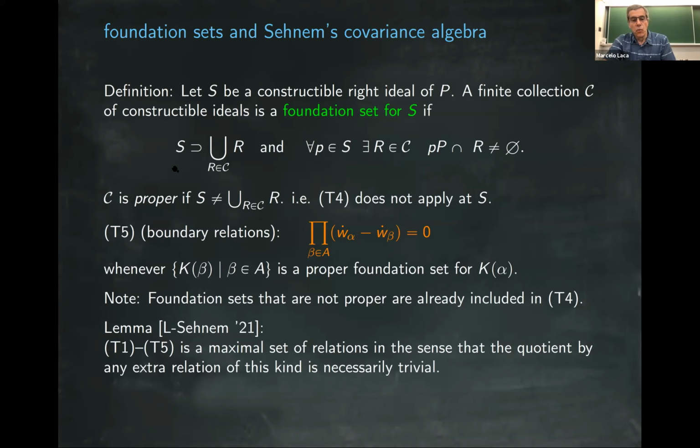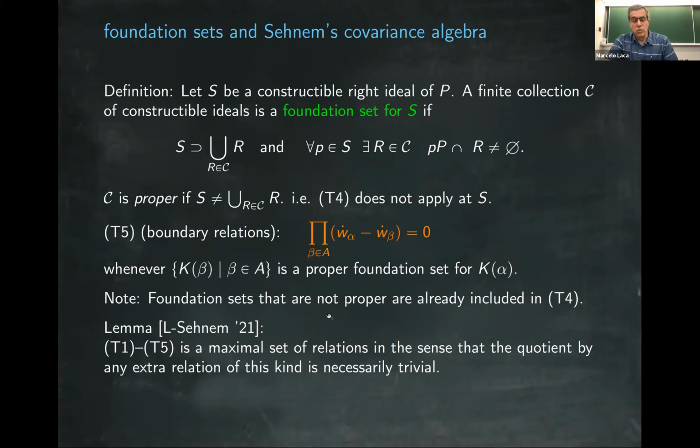K betas, where the union of the K betas is contained in K alpha, but with the extra property that something in K alpha will eventually intersect something in the K betas. So these are foundation sets. So we define them based on Sehnem's covariance algebra. So essentially, we looked very carefully at her definition of strong covariance condition, and we identified there these boundary relations. Now, we can state them without reference to the covariance algebra.